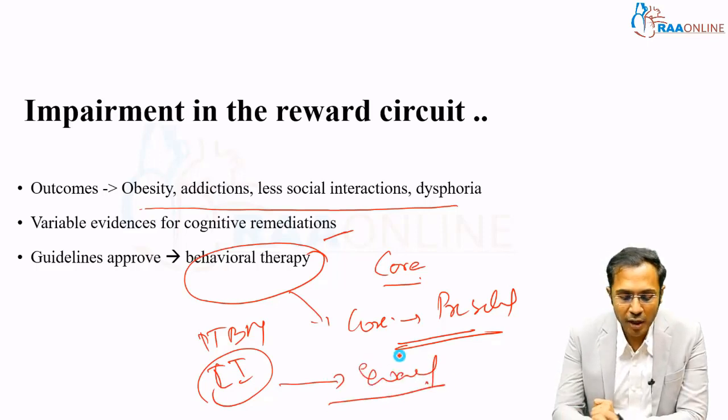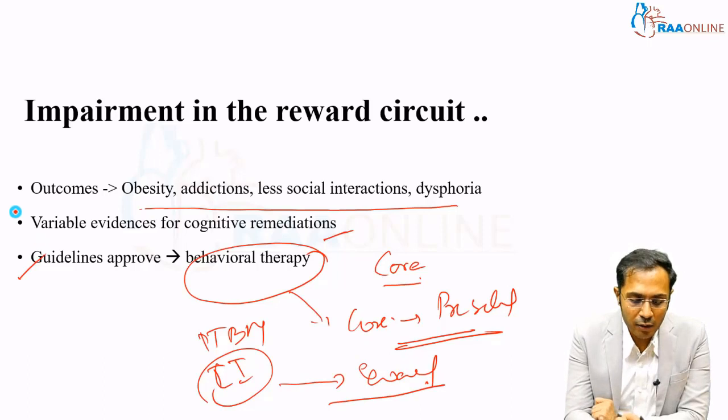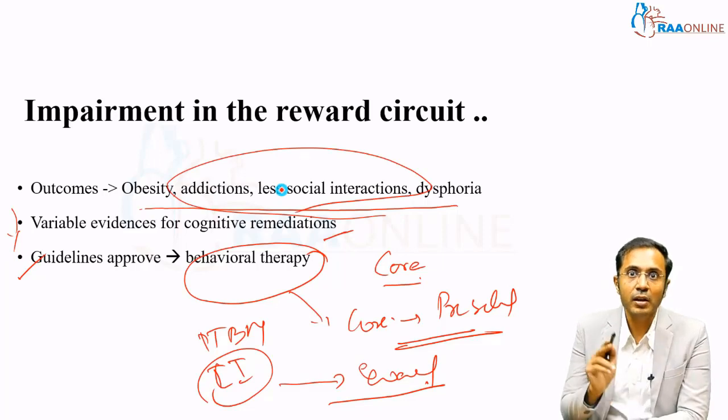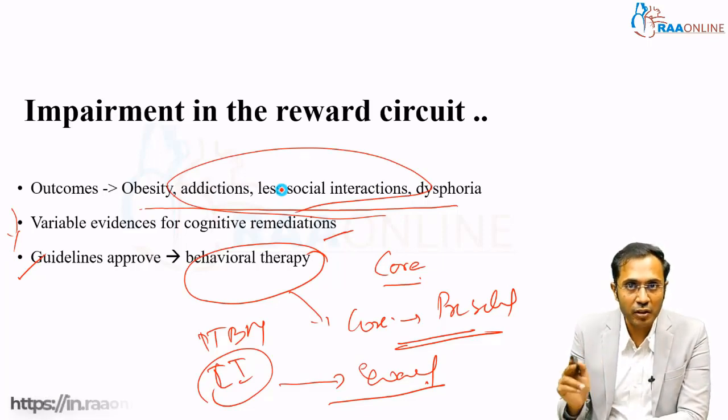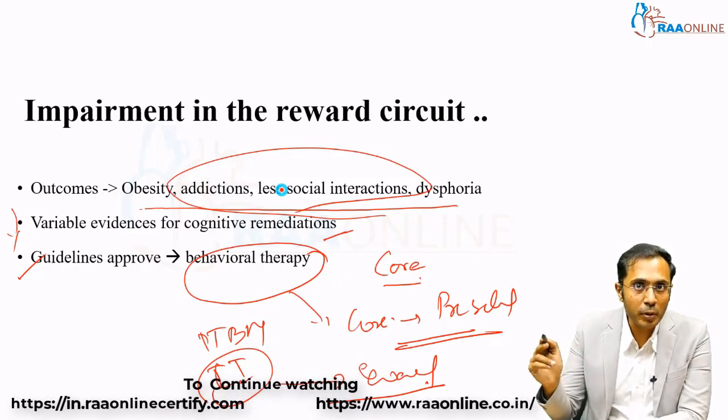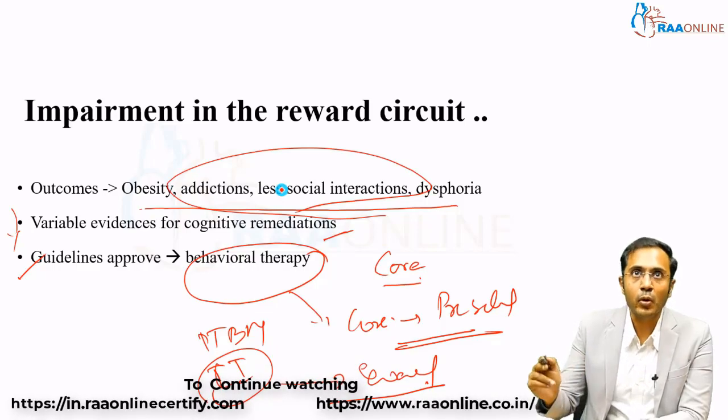So behavior therapy is superior, with variable evidence for cognitive therapy, and these outcome variables point towards a dysfunctional reward circuit in ADHD. When ADHD is treated with stimulants especially, the reward circuit also improves, leading to a good long-term outcome.